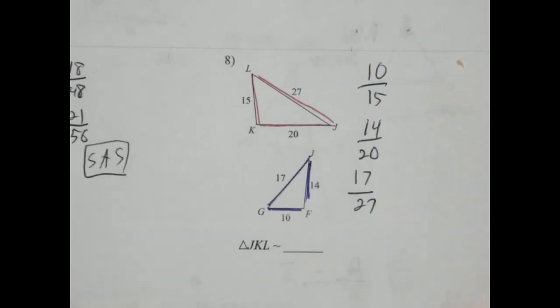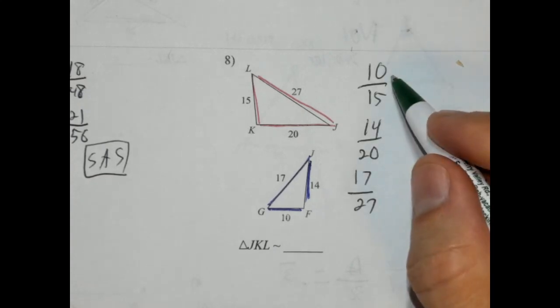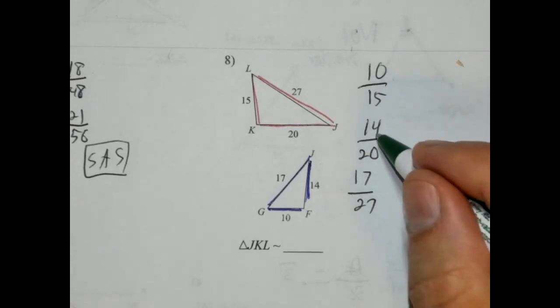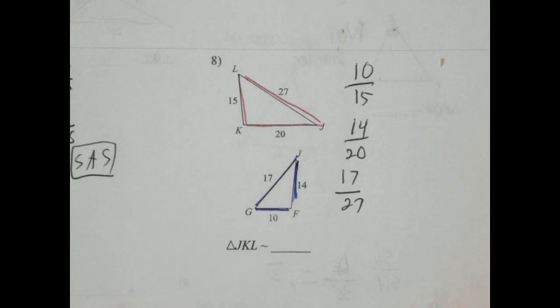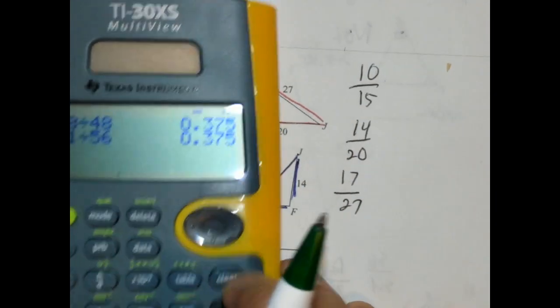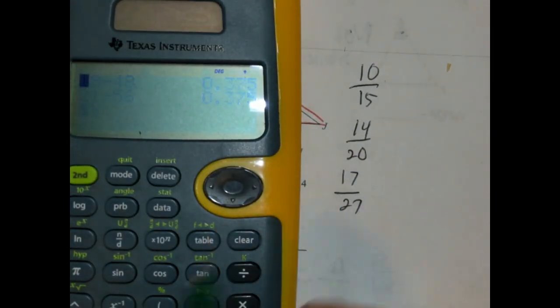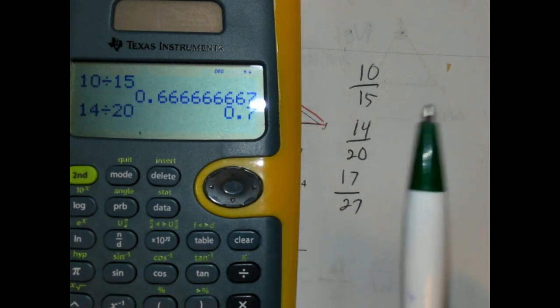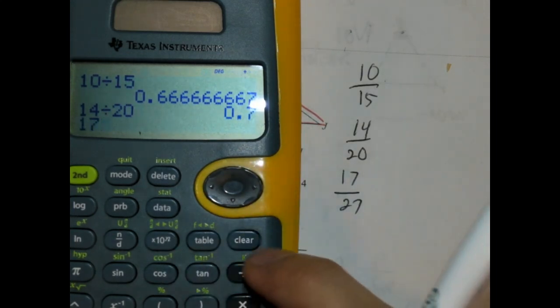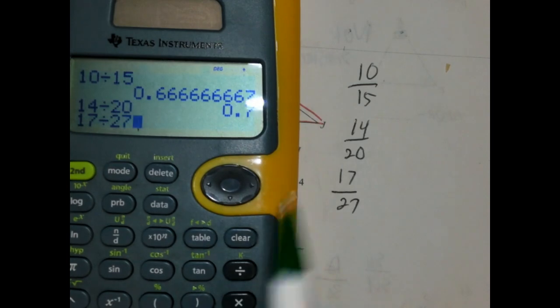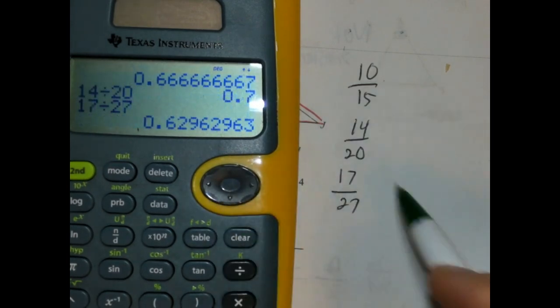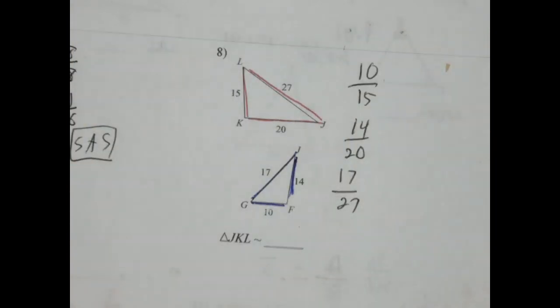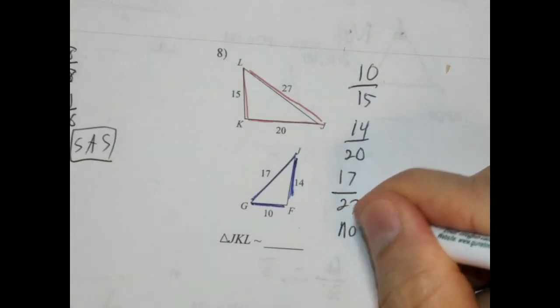Okay, let's see if those are all the same. I don't think they are. Now, this is 2/3. This is not 2/3. Let's just verify, but I can already tell these aren't going to be the same. So 10 divided by 15 should be 2/3 or 0.6 repeating. Yep. 14 divided by 20 is going to be close to it, but not the same. Yeah, very close, but no. And then 17 divided by 27. Not sure what that is. Okay, so none of these are actually the same, so therefore this does not work. It's not similar.